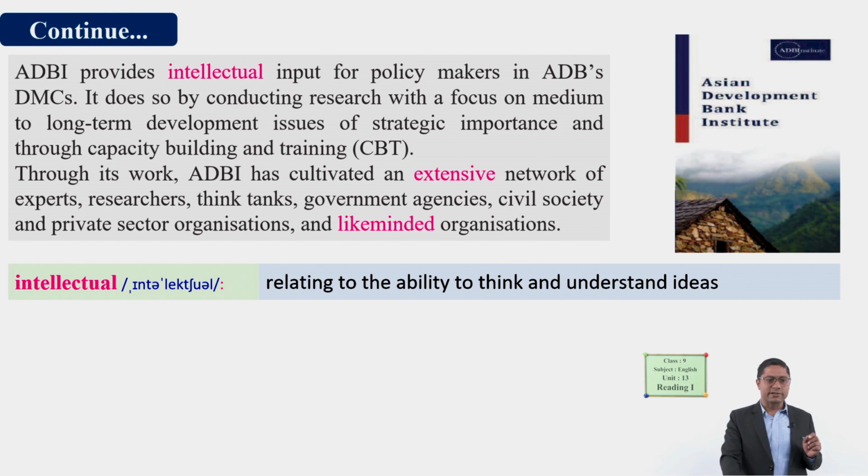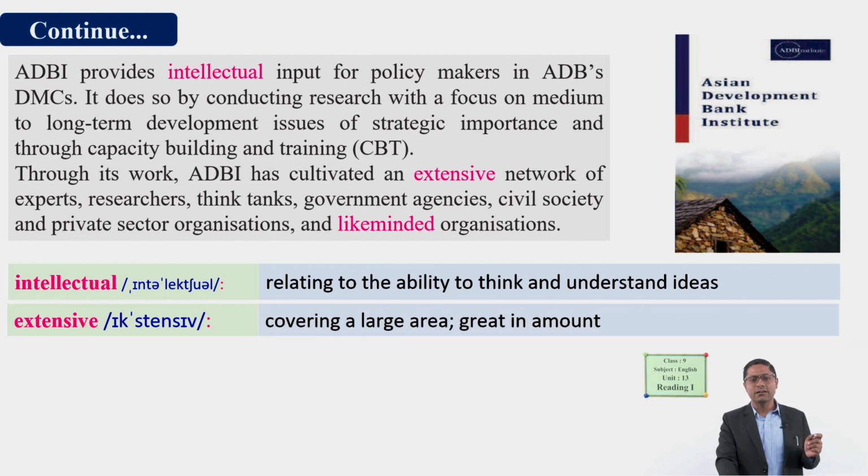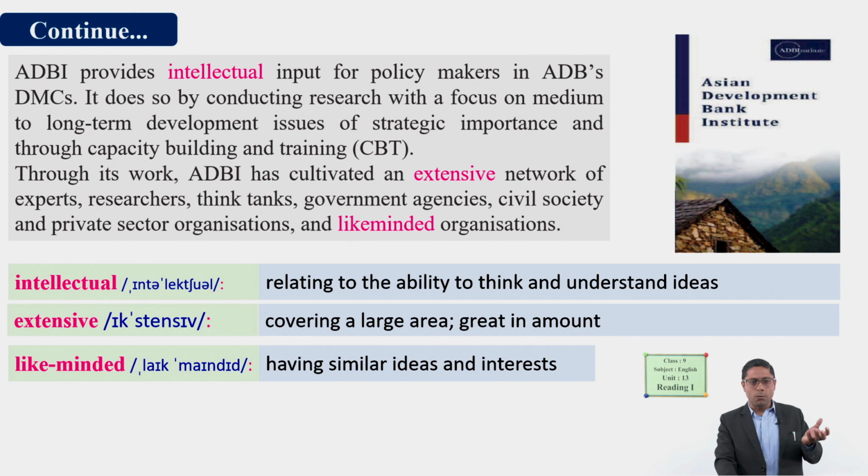Okay. Similarly, through its work, ADBI has cultivated an extensive network of experts, researchers, think tanks, government agencies, civil society and private sector organizations and like-minded organizations. See here, what do you mean by the word extensive? You see, it means covering a large area or great in amount. Here we say great in amount. So, it has a great network of experts, researchers, think tanks, government agencies, civil society and private sector organizations, as well as like-minded organizations. What do you mean by like-minded? Like-minded means having similar ideas and interests. So, these all are part of ADBI. So, ADBI works with them.